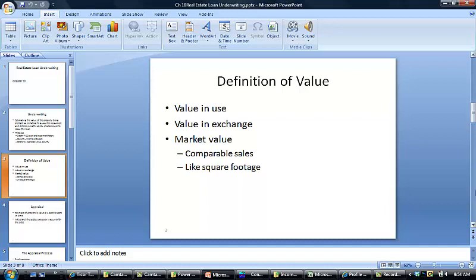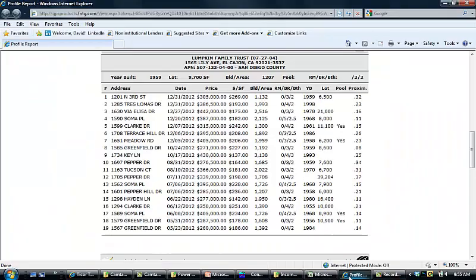What's the value in exchange or the market value? What are their comparables? Other homes that are selling in the area, are they like values? Are they like square footage? How do you compare? Let's look at a property profile. Here's a property that's out in El Cajon, and these are recent sales that you're going to compare to.